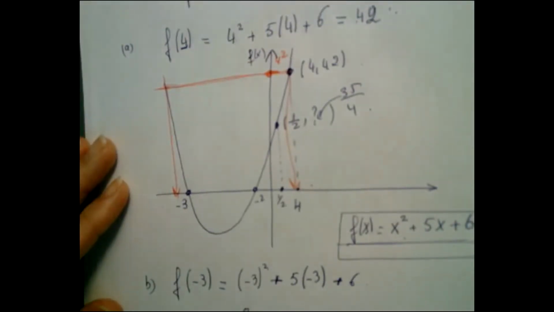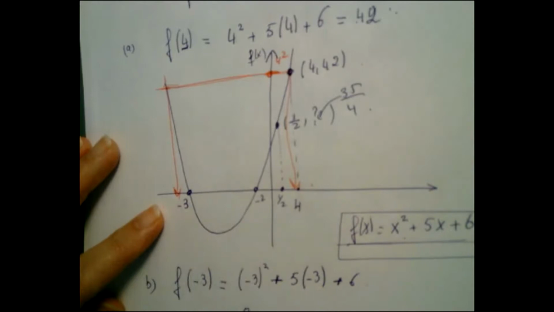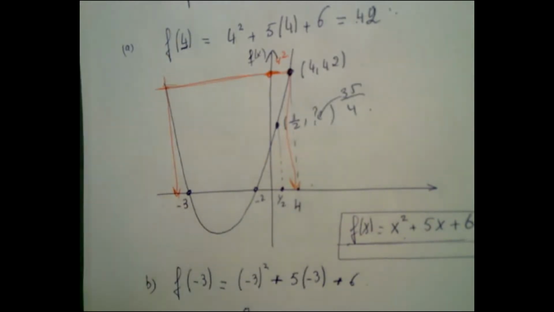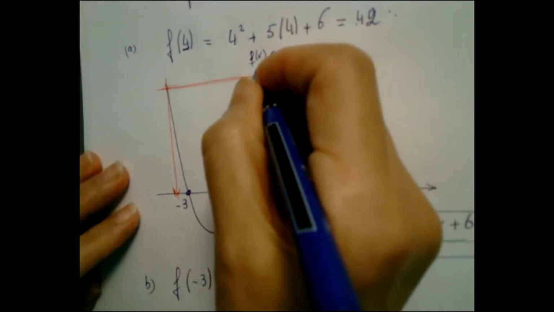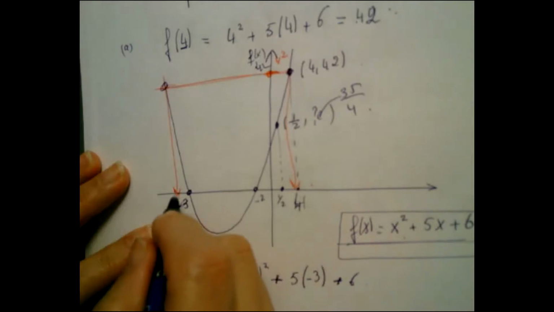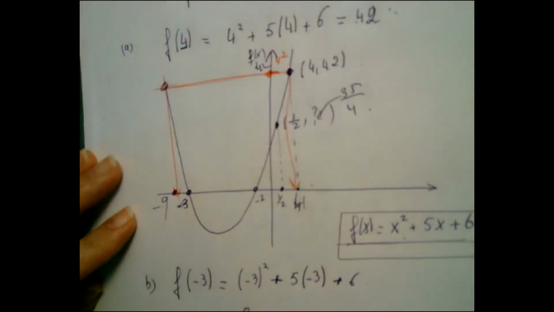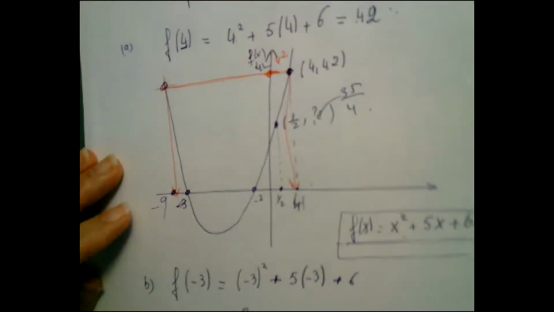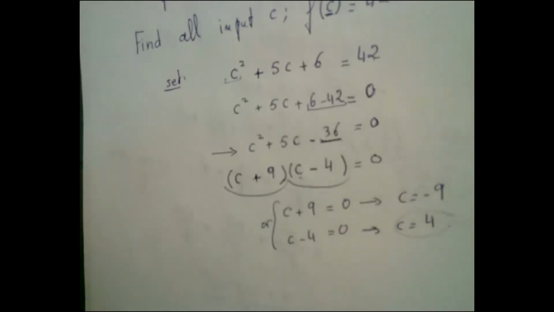So now we go back and we interpret this graphically. The scale is not very good, but that's not the point here. It means that this is my 42, and I'm looking for those two inputs that gave me 42. For one of them it is 4, and the other input is minus 9. Okay, so that's how we do those types of problems.